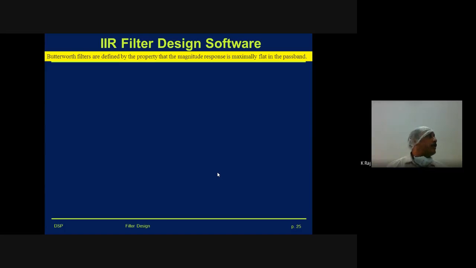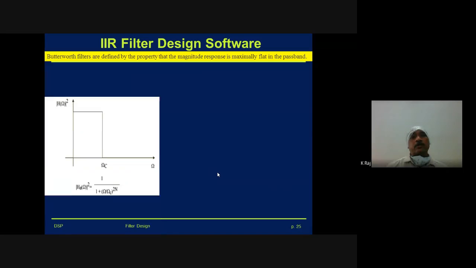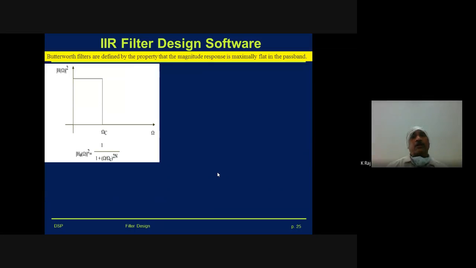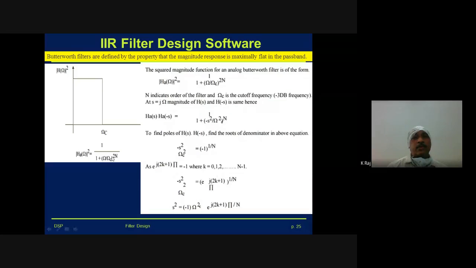Then how it will be transformed into the digital domain. As we know, Butterworth approximation has the flat response in the passband, and its magnitude square is represented by 1 upon 1 plus (omega by omega c) to the power 2n. And we can say this is nothing but HA(s) multiplied by HA(-s).